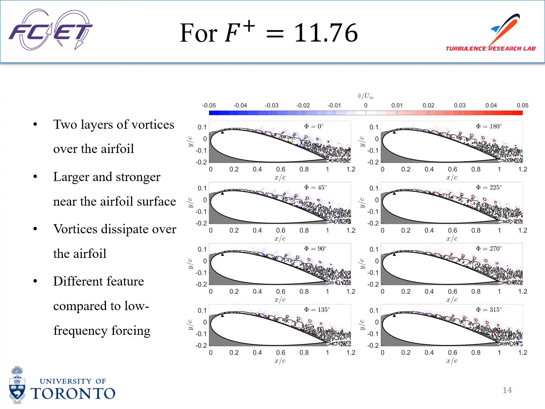For F+ equal to 11.76, instead of an individual vortex seen before, two layers of vortices are present in the reattached flow. The first layer is near the airfoil surface, and the second layer is entrained into the free stream. The first layer of vortices is larger in size and stronger in transverse velocity, and the breakdown of the vortices happens near 0.8 c of the chord. The first layer vortices contribute to the enhancement of momentum mixing near the airfoil surface during the control cycle. Compared to the lower forcing frequency case, the reattached flow is steadier.